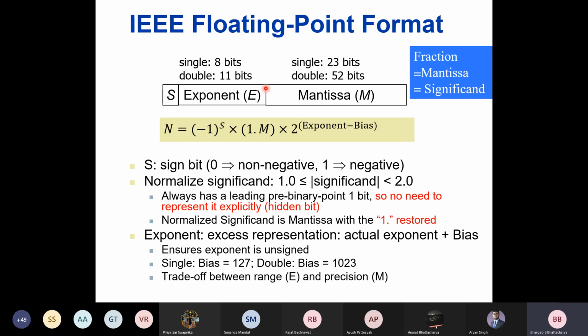And this boundary between exponent and mantissa, if we move it to the left, then the range would decrease and precision would increase. And if we move it to the right, then the range would increase and precision would decrease. So there is a trade-off between range and precision. And the floating point standard committee decided that this could be the most convenient way of utilizing these 32 bits.